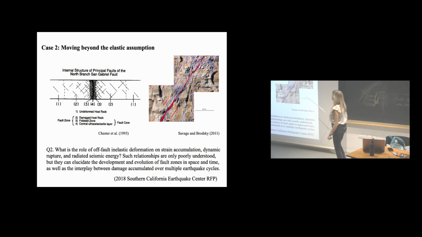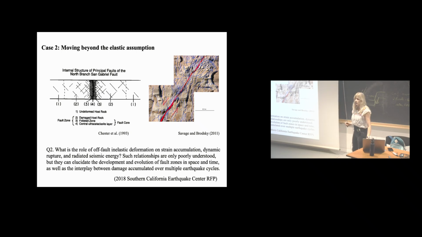Overcoming the elastic assumption. One of the other numerical challenges is that the real Earth is not linear, homogeneous, elastic. We saw a really good talk this morning about the complexity of these fault structures. And Scholz also put forth a question a few years ago on what is the role of this off-fault inelastic deformation on strain accumulation, dynamic rupture, etc. It's very poorly understood. So how do we bring this into a numerical method?